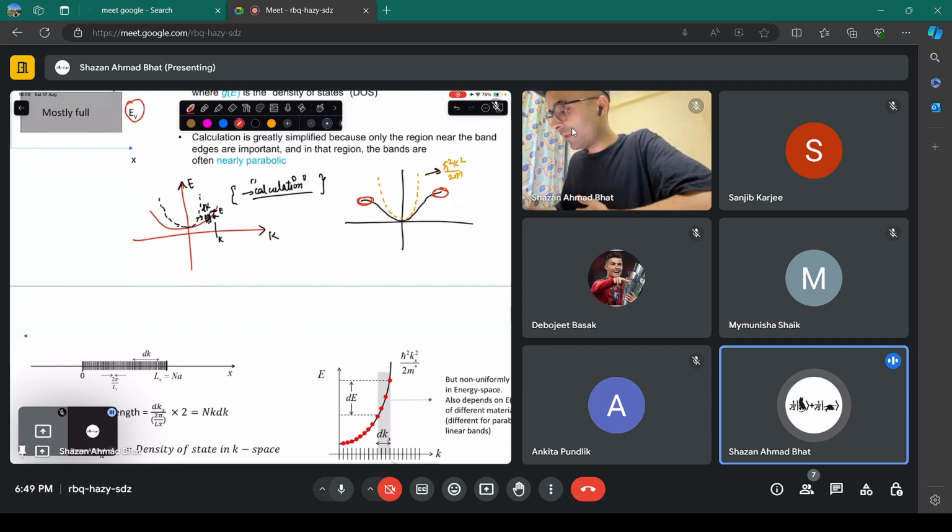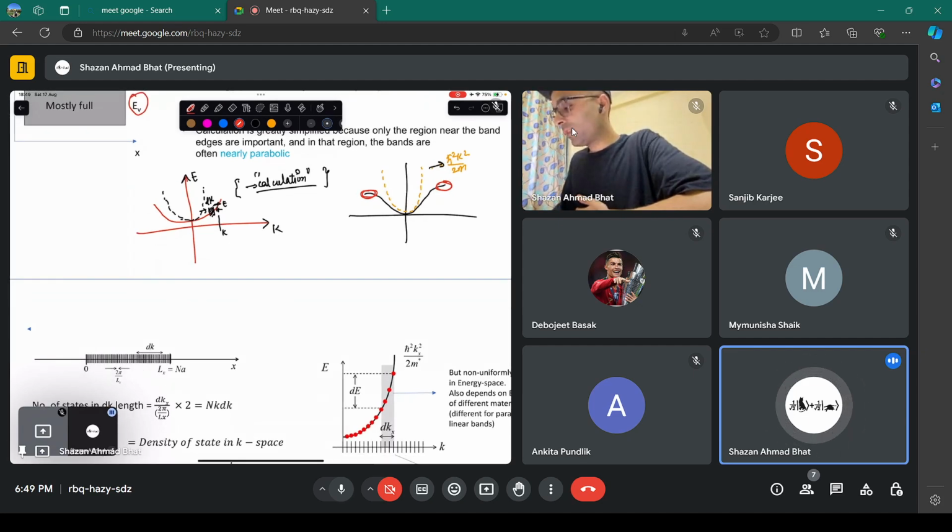There are different approaches. You can model this particular curve, the black curve, but for the simplification, we are going to fit this particular parabola, where the region near the edge of the E-K diagram is almost parabolic. So this particular region is parabolic, and that is the region we are mostly concerned with.